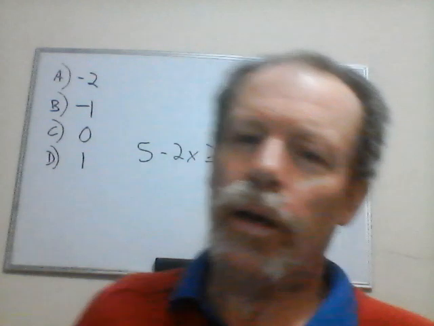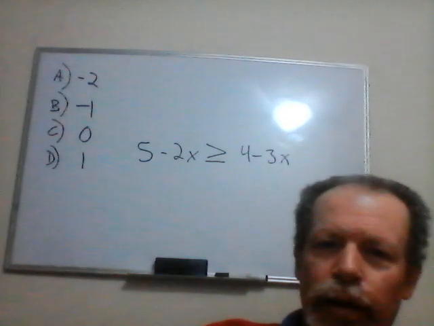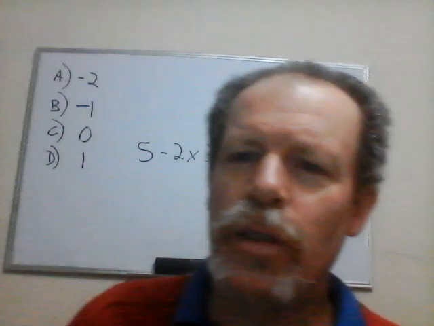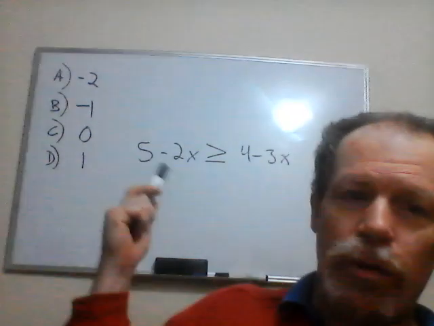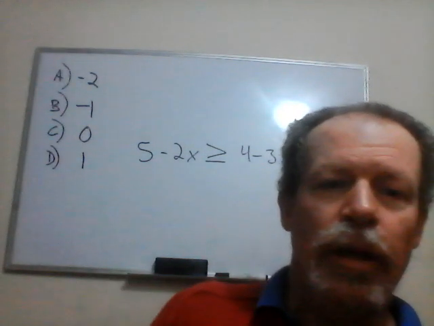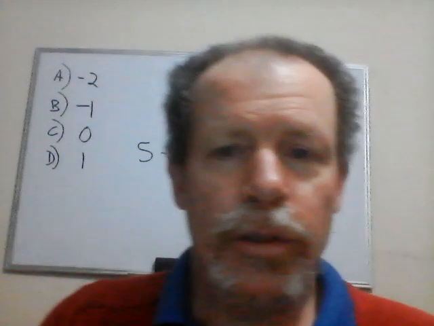Okay, what you're looking for, it says: which of the following values is not a solution of the inequality 5 minus 2x is equal to or greater than 4 minus 3x? So what you're trying to do here is break the thing. You're not looking for a solution, you're looking for something that is not a solution.